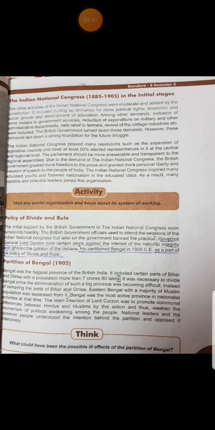So, the Indian National Congress was established, and these activities were moderate and abided by the Constitution, that means they were accepted by the Constitution. They asked for more political rights, economic and social growth and development of education. Secondly, their other demand was to give more government jobs to Indians and reduce the expenditure on military.